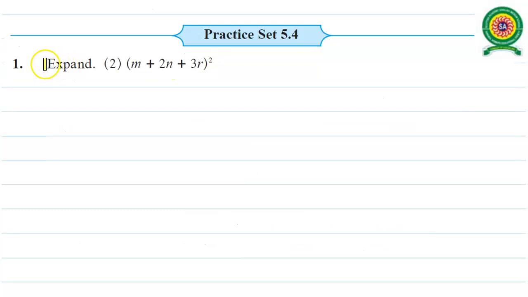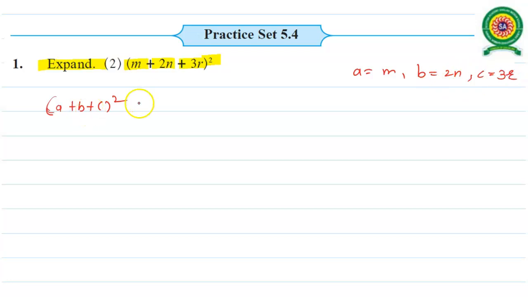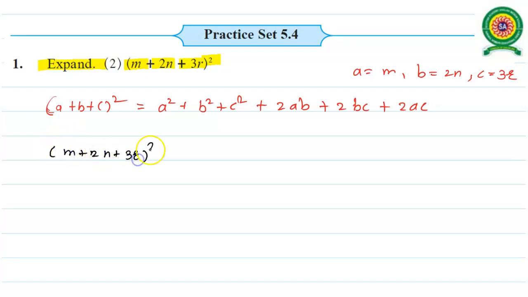Now look at the next question, expand (m + 2n + 3r) the whole square. Again the same thing, let's compare it with (a + b + c) the whole square, so that a value becomes m, b value becomes 2n, and c value becomes 3r. The expansion of (a + b + c) the whole square is a square plus b square plus c square plus 2 times ab plus 2 times bc plus 2 times ac. So we have to expand (m + 2n + 3r) the whole square.